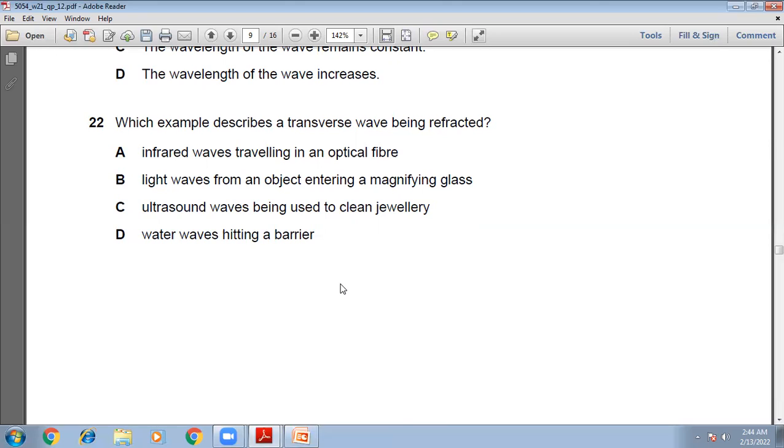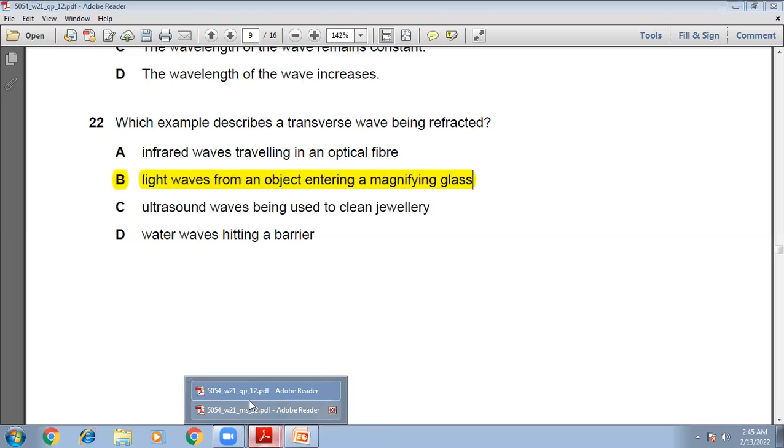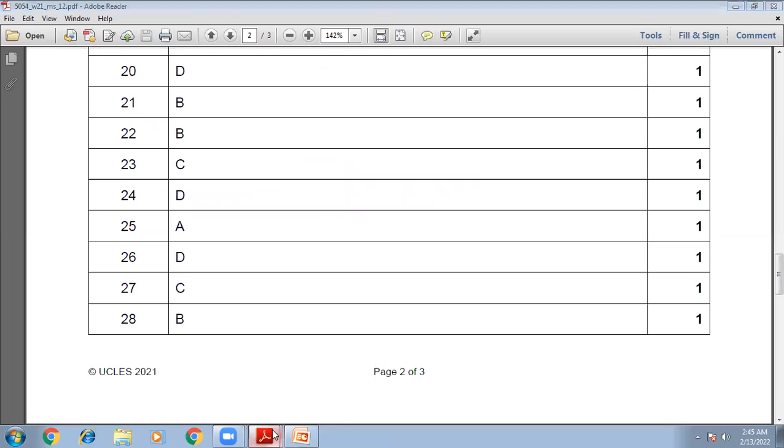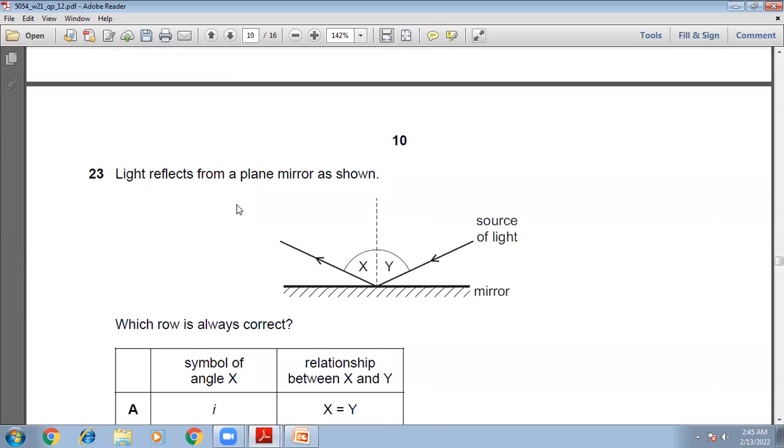Then he says ultrasound waves being used to clean jewelry. Ultrasounds are longitudinal waves, they are not transverse waves. Water waves hitting a barrier: water waves are transverse waves, but when they hit a barrier, they are reflected, not refracted. So I think light waves from an object entering a magnifying glass is a good example of transverse waves refracted. So I think B is the right answer. Question number 22. B is the right answer. Yes, that's right. Okay, let's move to the next question.